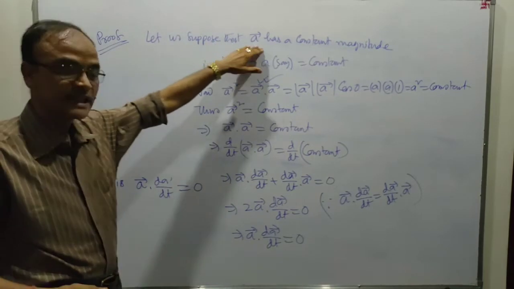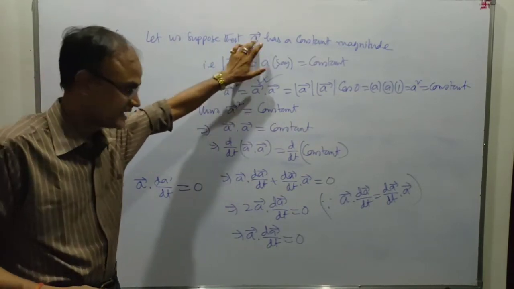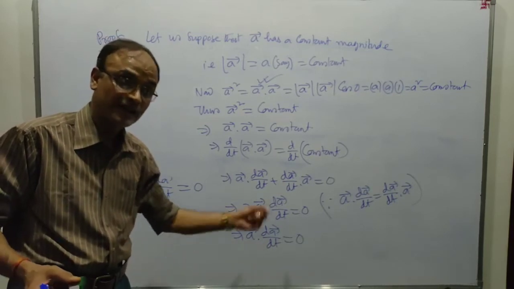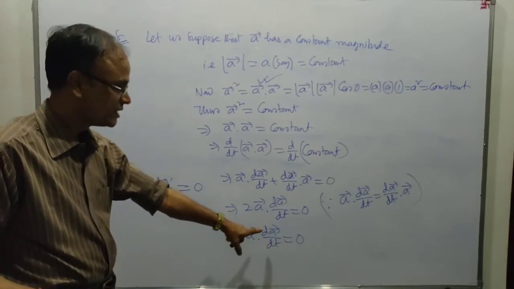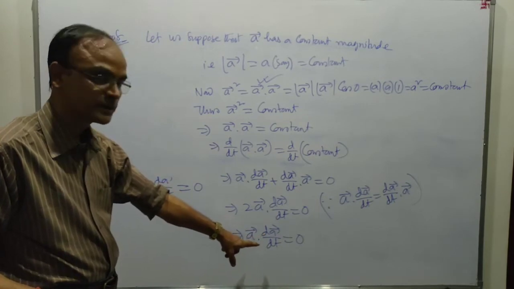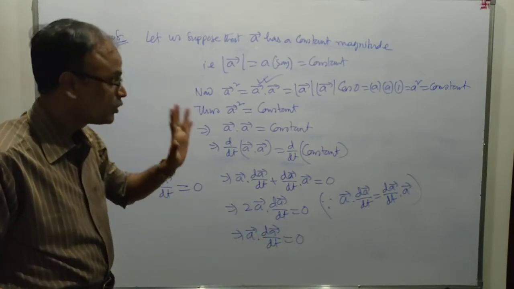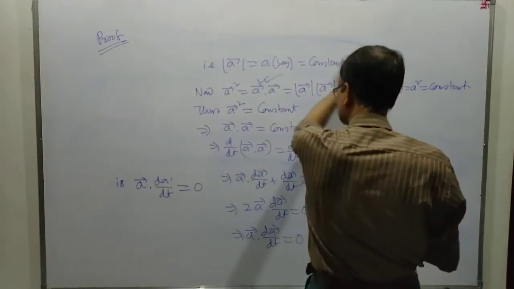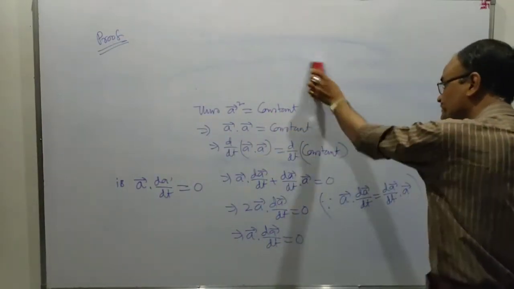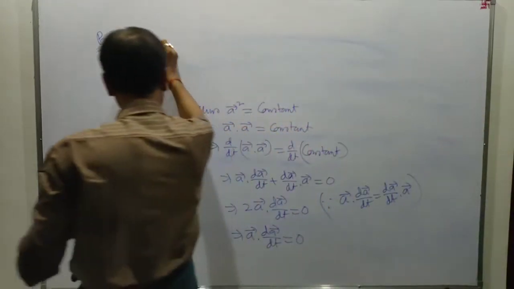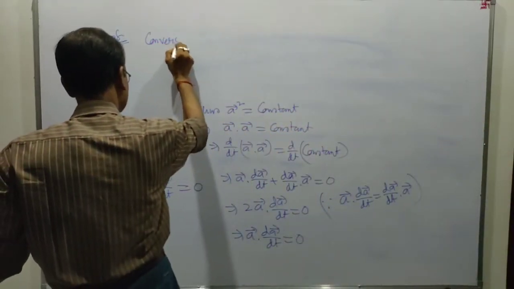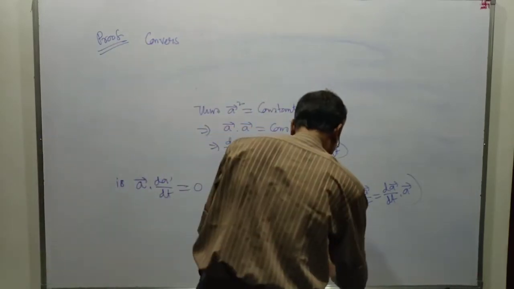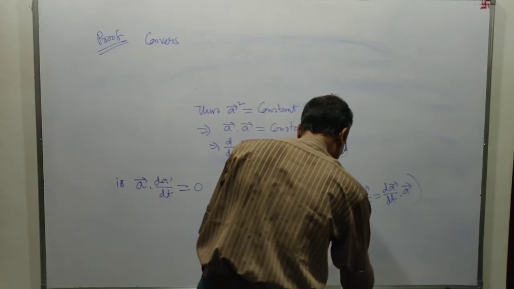If the vector has a constant magnitude, then the dot product of A vector and the first derivative of this vector with respect to t is equal to 0. Conversely, suppose that. Therefore the condition is necessary. This is the necessary condition.